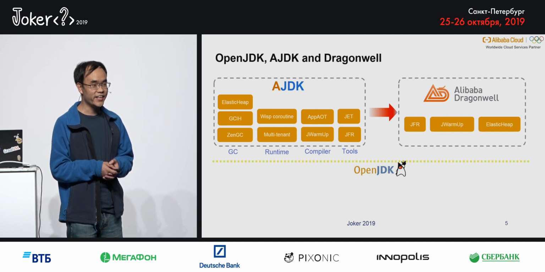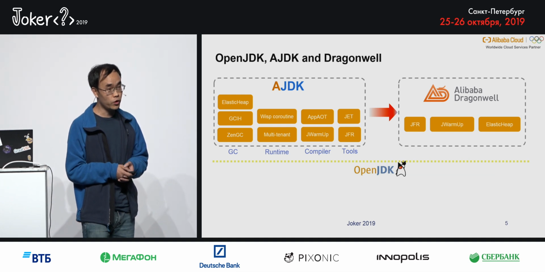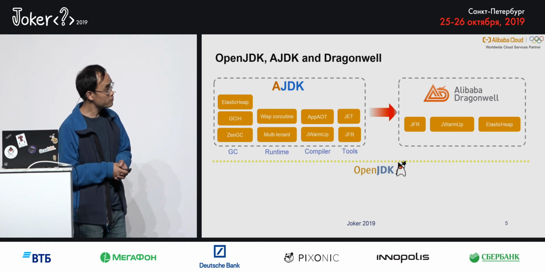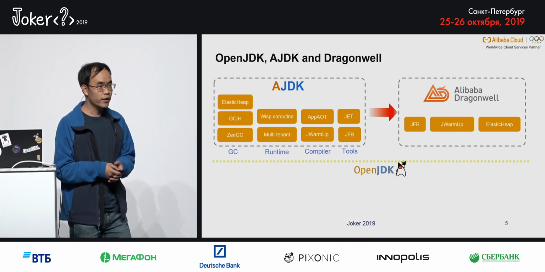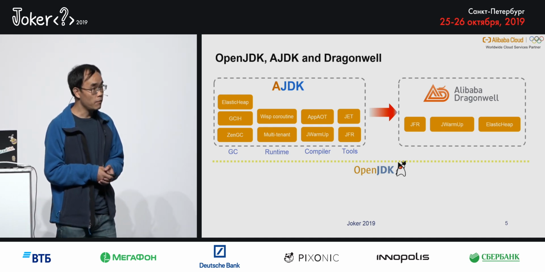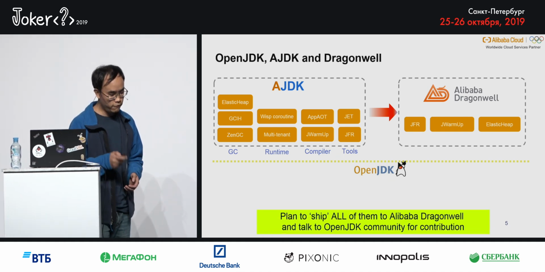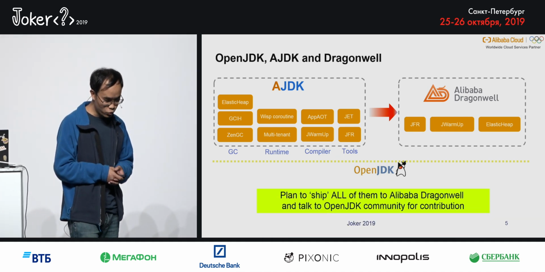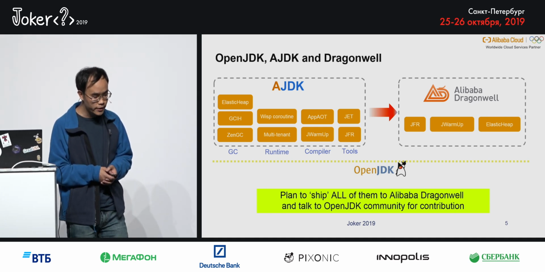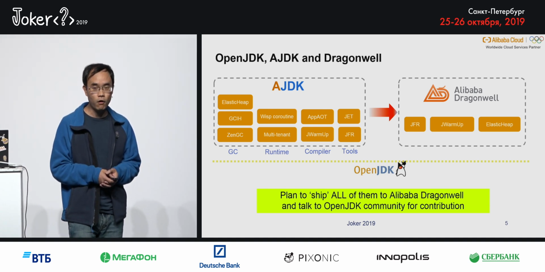In March of this year, we open sourced Alibaba JDK as Alibaba Dragonwell. You can look at the picture on your right hand. Some features have been included in Alibaba Dragonwell: JFR, Java-warmup, elastic heap. In the long term, we are planning to ship all of them to Alibaba Dragonwell. Also, importantly, we would like to talk with the OpenJDK community about contributing them.